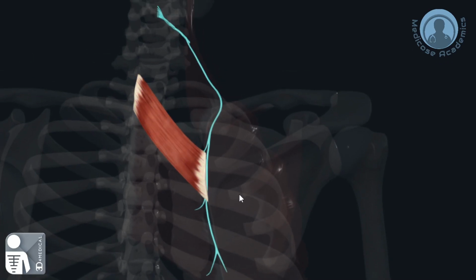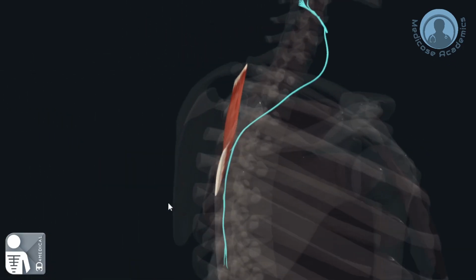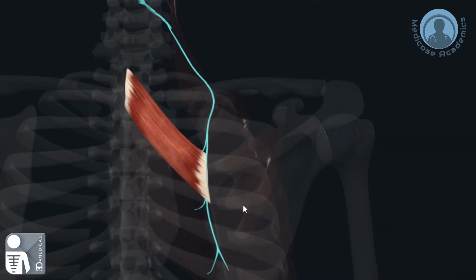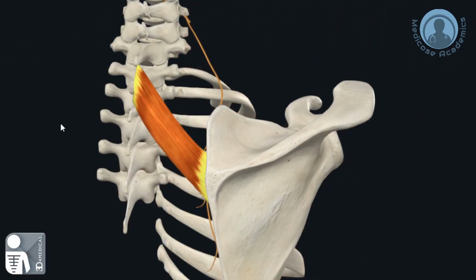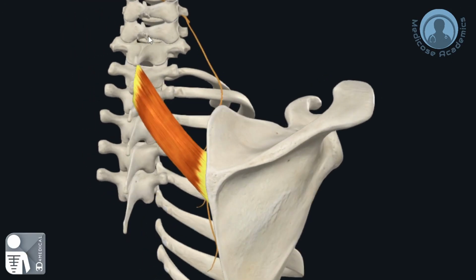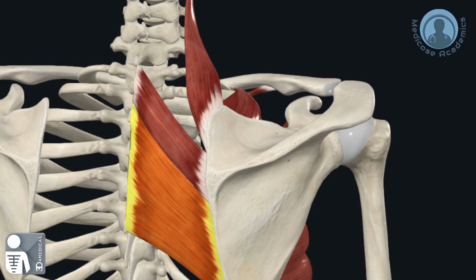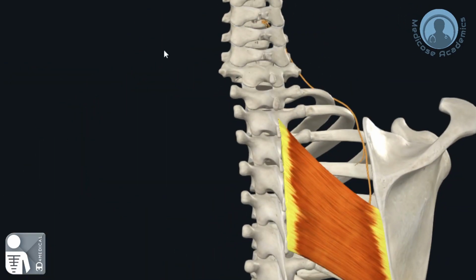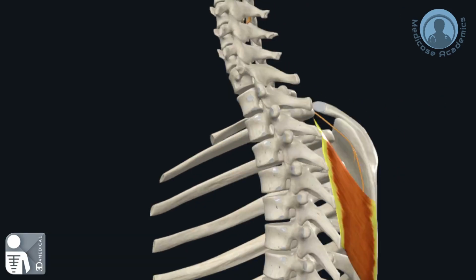And this was the nerve, the dorsal scapular nerve that I was talking about, coming from the brachial plexus and going down near the medial border of scapula right here, and underneath the rhomboid minor and rhomboid major. So this was about the nerve supply of these muscles, all three muscles.